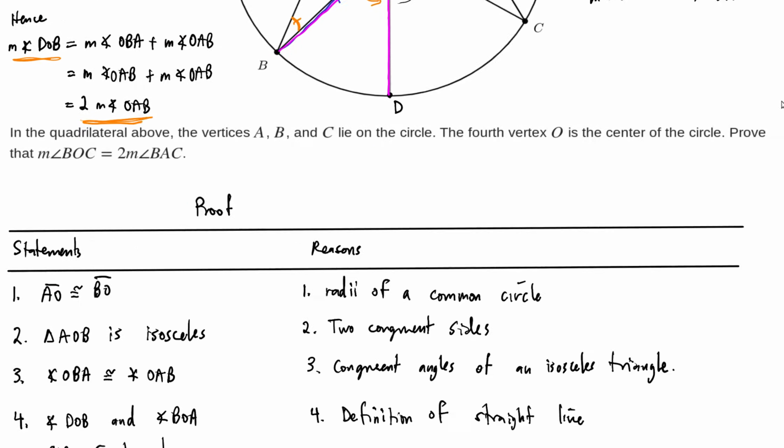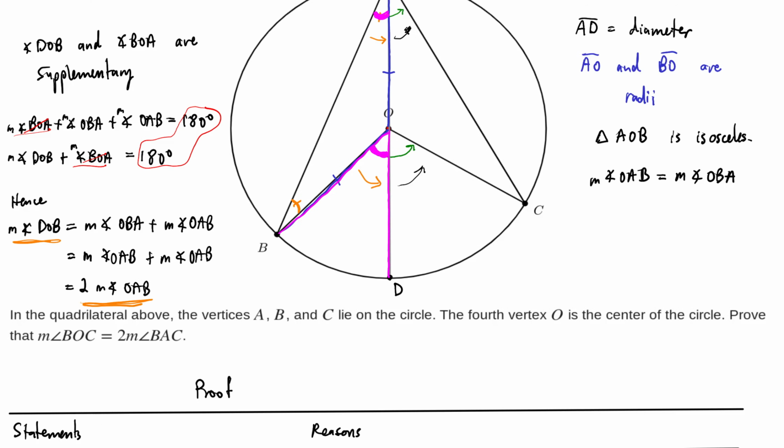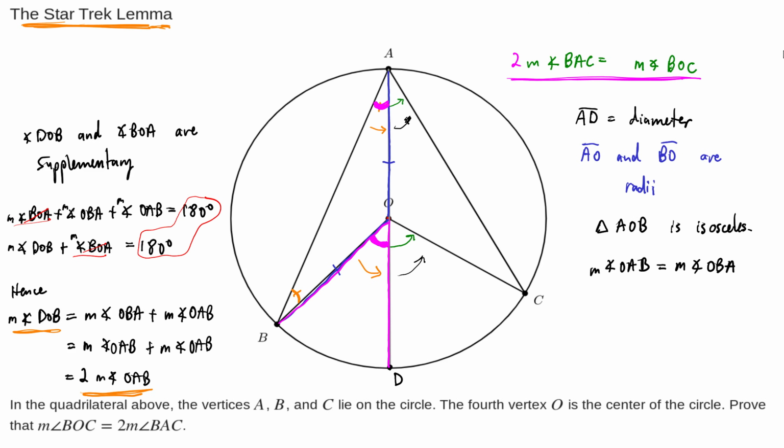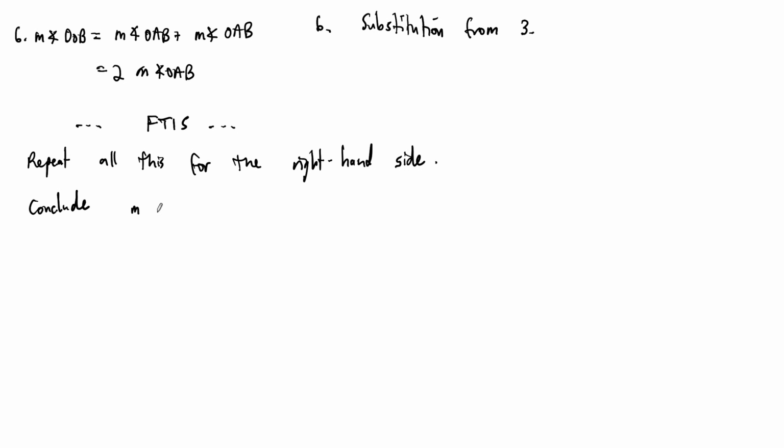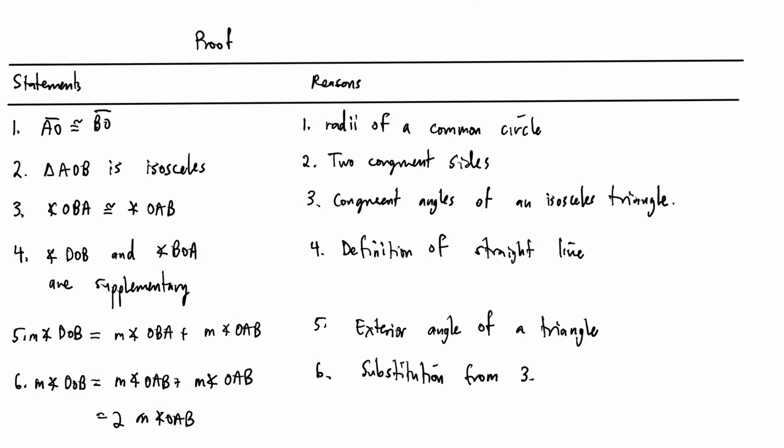So our conclusion is then again that the measure of angle BOC is equal to twice the measure of angle BAC. All right, and that'll be the end of our proof once you guys fill in that right-hand side, but it'll be very similar to how we did it on the left-hand side.